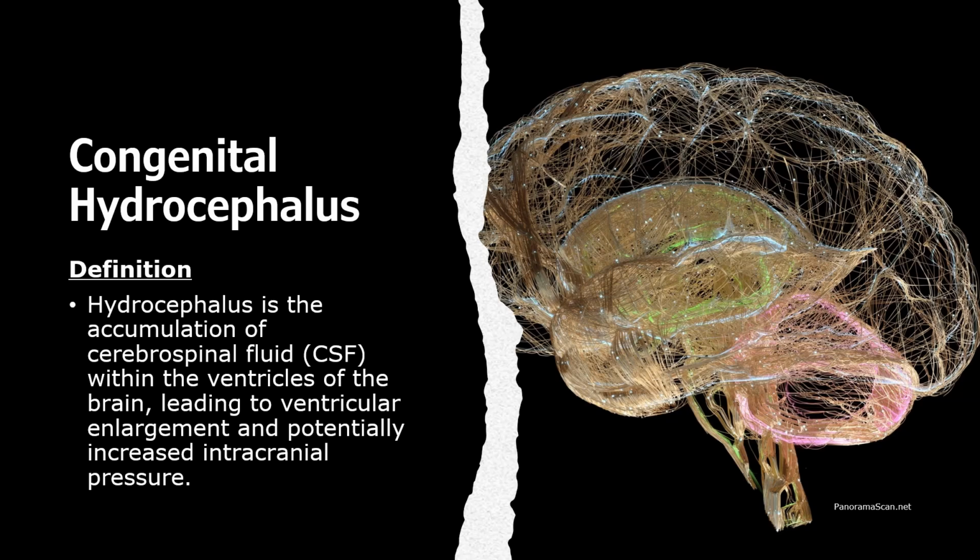Advanced imaging techniques such as 3D and 4D ultrasound allow us to assess the severity of ventricular enlargement and its potential effect on other brain structures. In the next segment, we will explore how these imaging modalities are used to identify and evaluate this condition in detail.